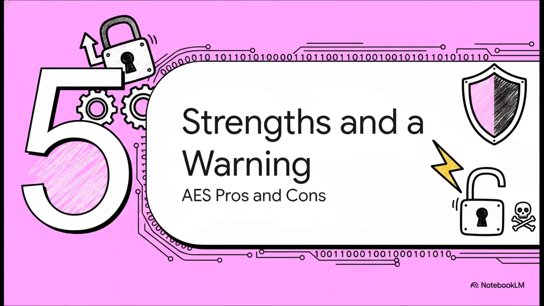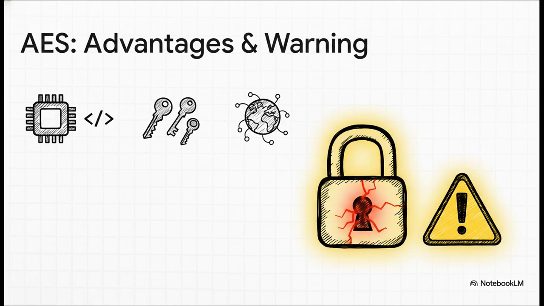All right, let's talk strengths and a warning. Now that we've seen how this thing works, what actually makes AES so powerful? And, more importantly, what's the one huge warning you have to remember when you're dealing with it? Well, AES is just incredibly versatile. You can run it on tiny little devices, but it's also strong enough for top-secret government data. Its flexible key lengths and the fact that it's used everywhere make it the true workhorse of modern security.